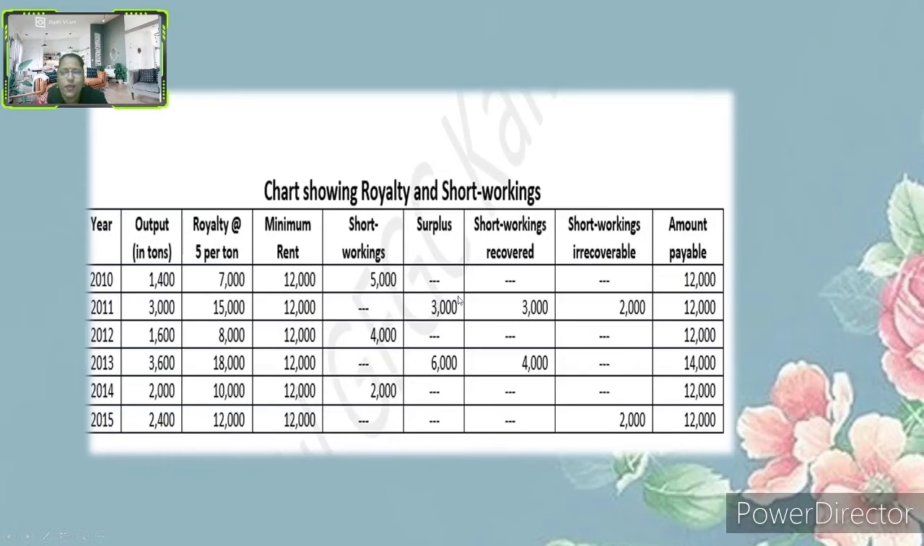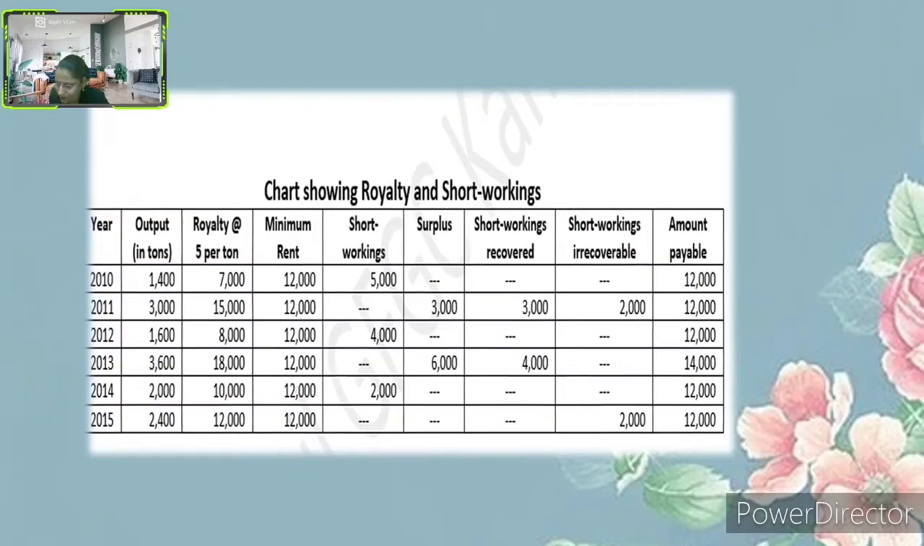In this way we have to calculate, and last will be the amount payable, that is the 12,000 is the minimum rent, we have to pay 12,000, 12,000, 12,000. Here we have taken the 14,000 holdings here. Here the surplus is 6,000, we have recovered short working of 4,000, 2,000 will be excess, so 12 plus 2 will be 14,000. In this way, for the amount payable, we have to calculate all the columns like this. Now I think we have understood. It is very simple. If you understand this simple chart, you can solve a number of problems under the royalty.